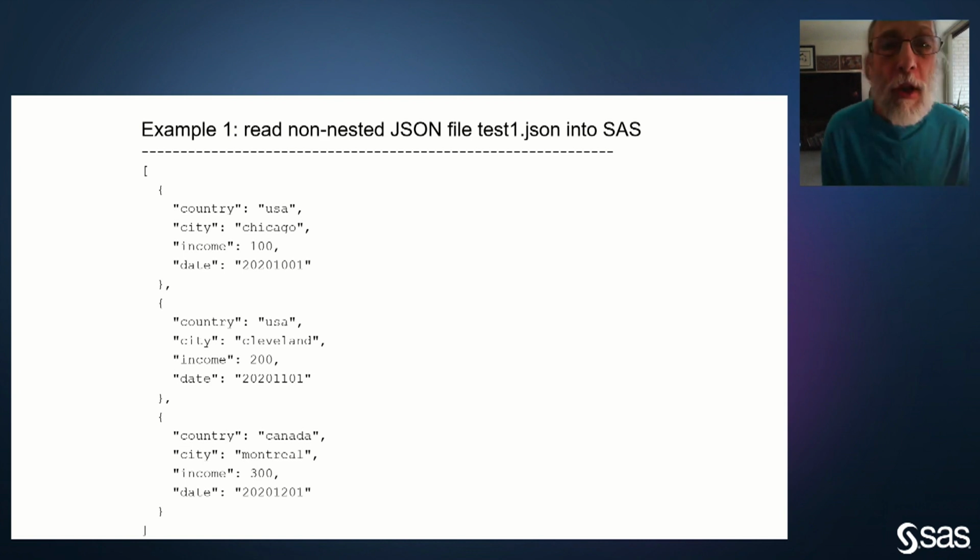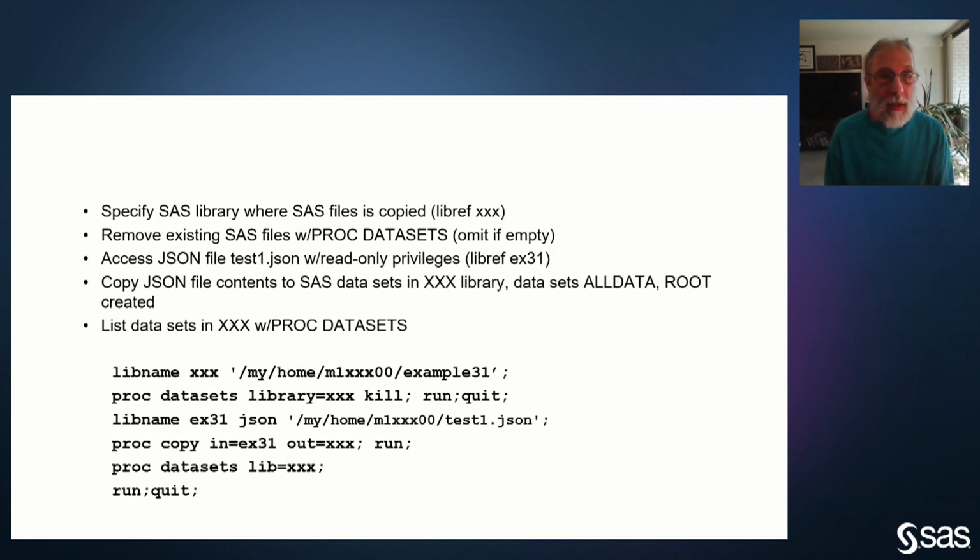Here's our first example. We've got the same non-nested JSON file that we actually created in the previous section with PROC JSON. And it's just non-nested. It's very straightforward and simple. Okay, now, how do we process that?